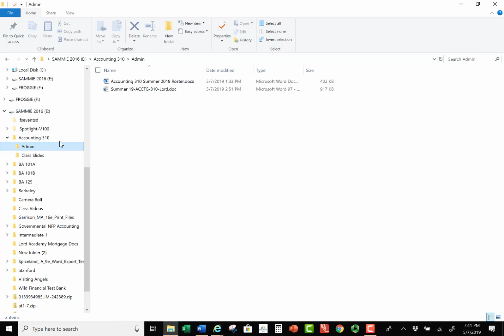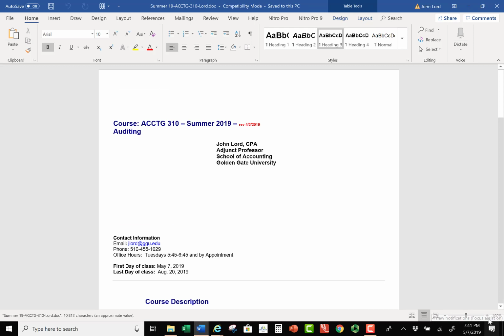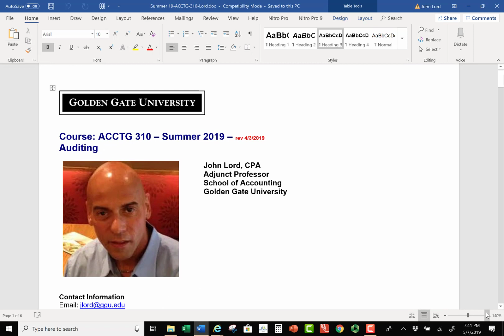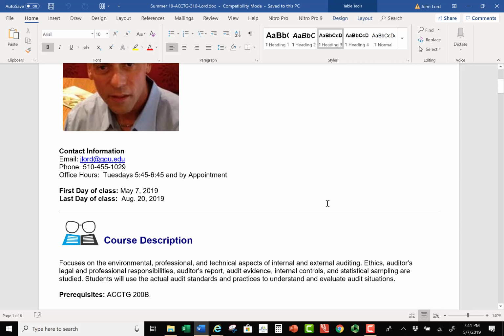But theoretically, when you click on that link, it's supposed to open the syllabus, okay? And you can see the contact information for me, jlord@ggu.edu. If you downloaded the syllabus a while back, it may have had an AOL address there. I would suggest that you use the GGU address, okay?